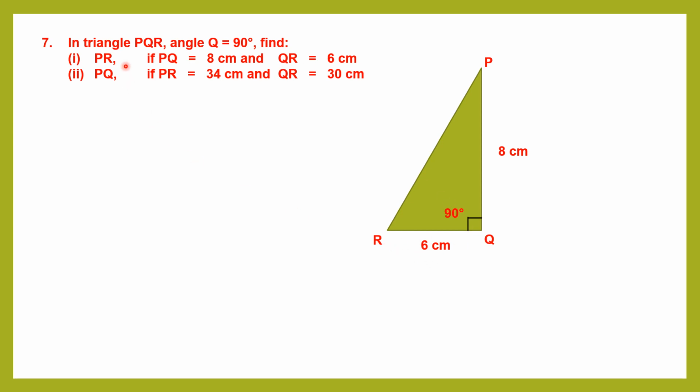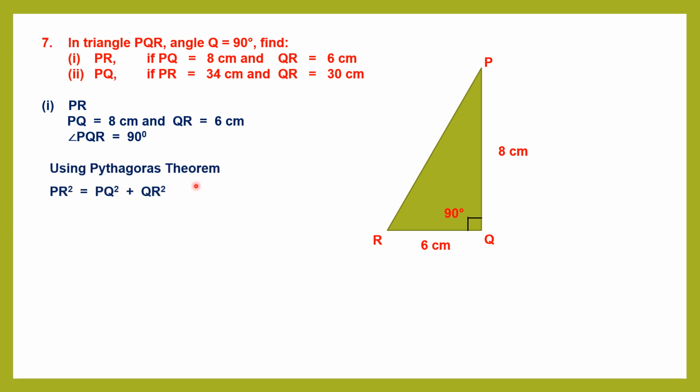So first let's start with the first question. We are going to find the hypotenuse. So what is given? PR is what we are finding. What's given to us is PQ's measurement, QR's measurement, and we are told that angle PQR is 90 degrees. So now we are going to use the Pythagoras theorem to find the value of the hypotenuse.